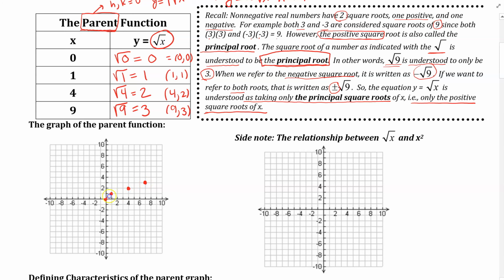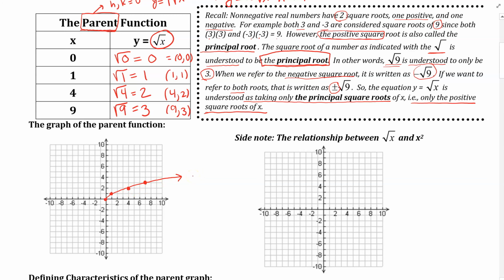So those are my points, and when I connect them, it makes this slow and subtle curve. It is increasing, okay, as the x values get bigger, their square roots will get bigger as well. It's not increasing very quickly, but it is increasing.